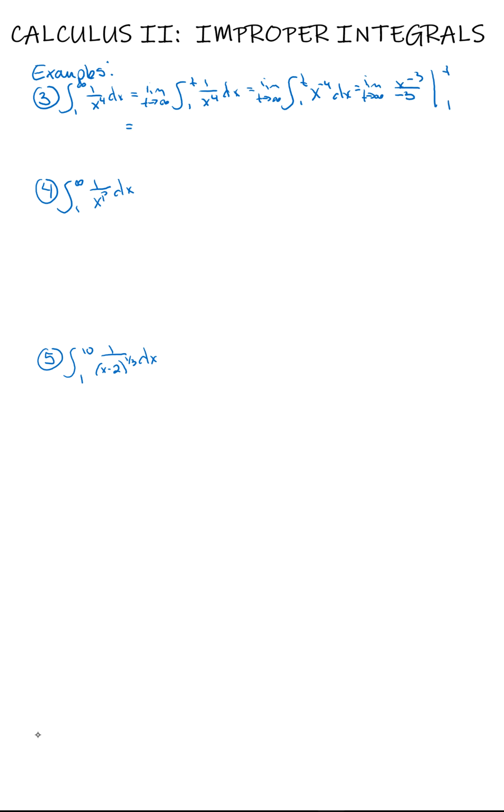Let me go ahead and simplify that a little before we evaluate it at those limits of integration. So I still have the limit as t goes to infinity. Let me go ahead and write this, though, as negative 1 over 3t cubed. And now we'll evaluate from 1 to t. So we have the limit as t goes to infinity of negative 1 over 3t cubed minus negative 1 over 3 times 1 cubed.